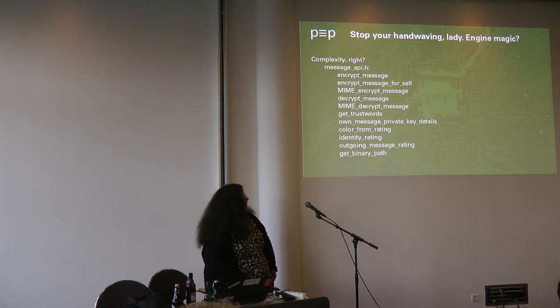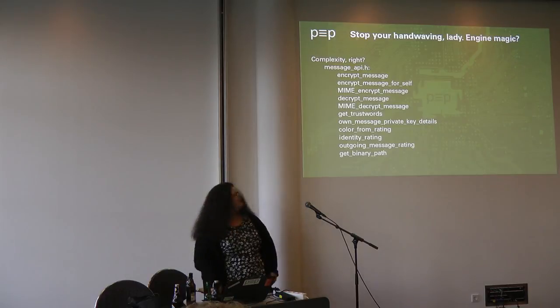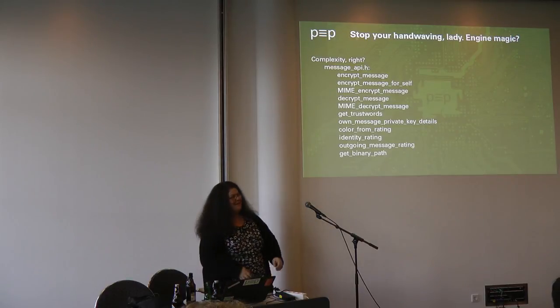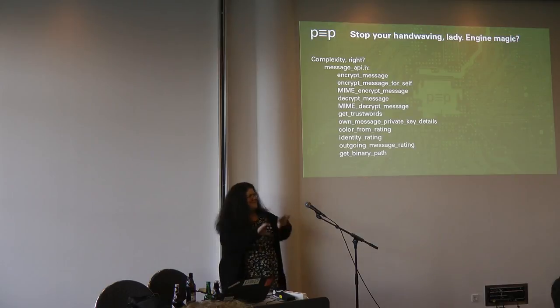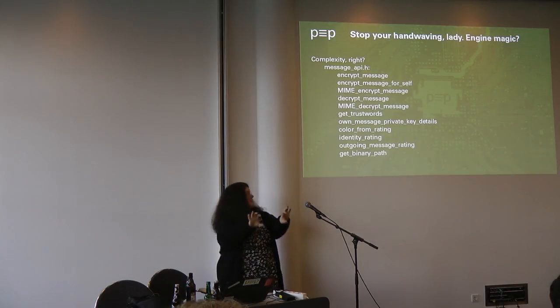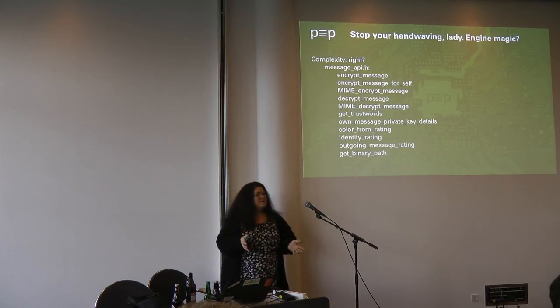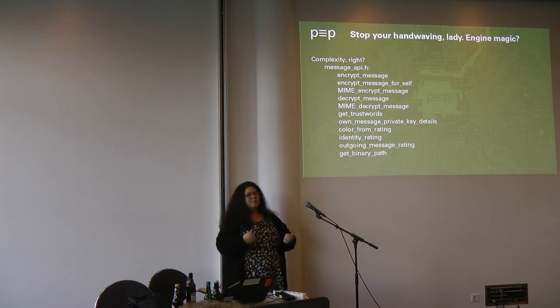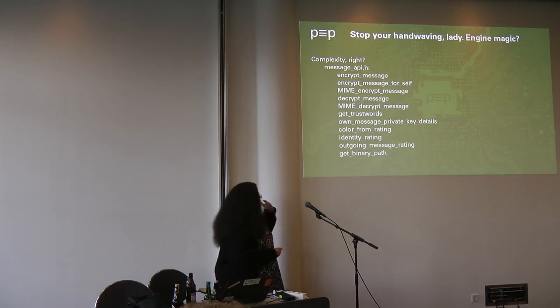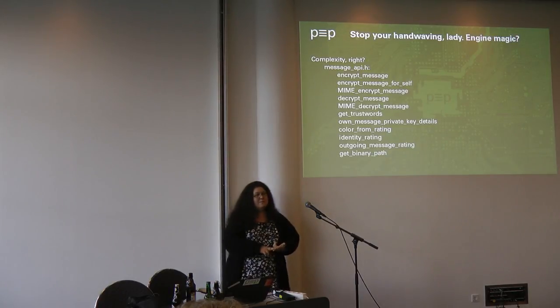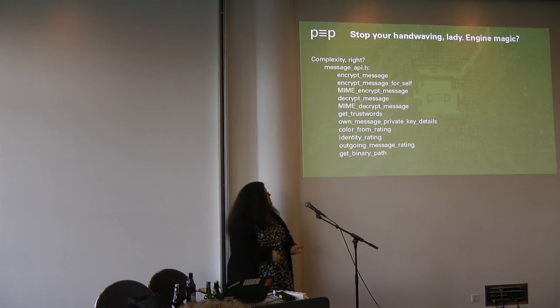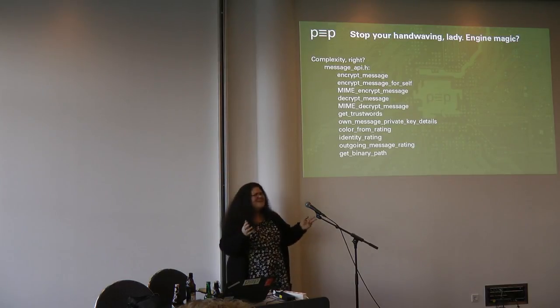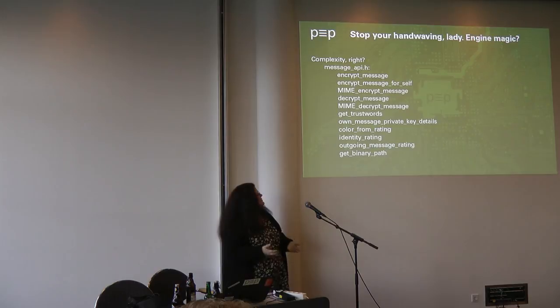Okay, stop your hand waving. Engine magic. Well, remember what I said about complexity, right? I said engine magic because we push the complexity to either side of the adapter. But really, when it comes down to it, as far as the engine's concerned, the adapter implementations are wrappers around a fairly small set of functions. Encrypting a message, which is fairly straightforward. Encrypting a message for yourself, for example if you want to save a draft and you don't have a recipient in the field, we have to be able to do that. Sounds like it's not magic, but you still have to do the work.